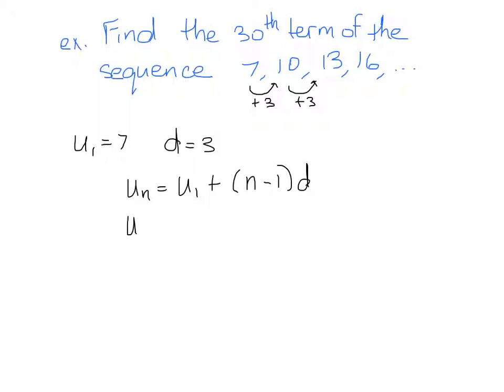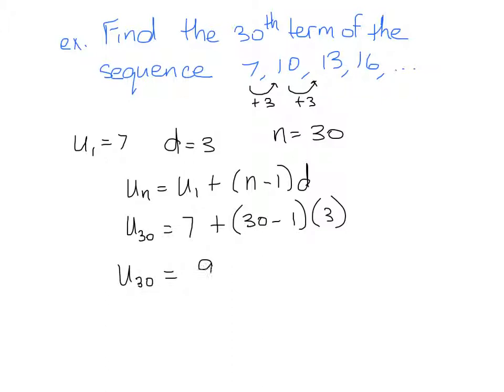So the 30th term, which means n is 30, the position of that term is 30. So u_30 is equal to u_1, which is 7, plus n, which we just figured out was 30, minus 1, times d, which is 3. And when we plug that all into our calculator, we see that u_30, the 30th term, is 94. All right, so that's how we find a specific term, but we can actually use this formula to find a general formula for any sequence. So we're going to look at how to take our general formula for every arithmetic sequence and scale it down to a specific sequence.